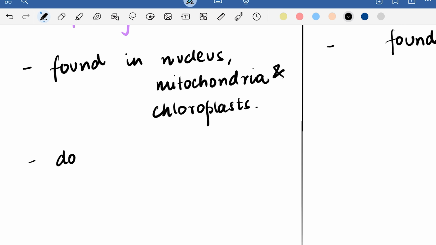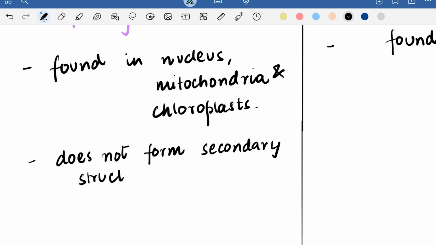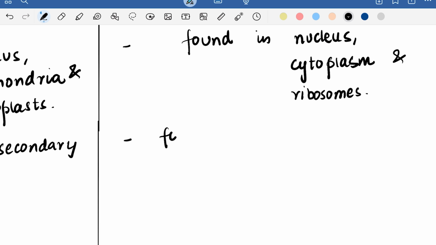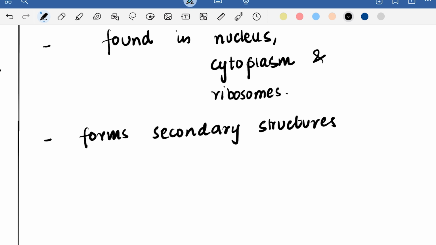Also, DNA doesn't form any secondary structures because it's already a double-stranded helix, but RNA, being single-stranded, can fold into secondary structures like loops and hairpins due to internal base pairing.